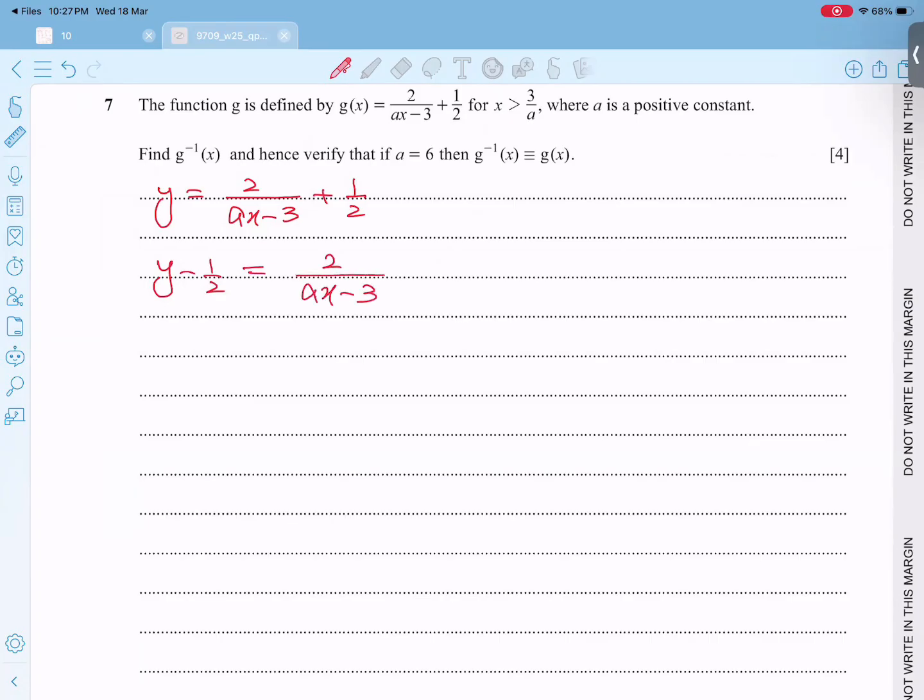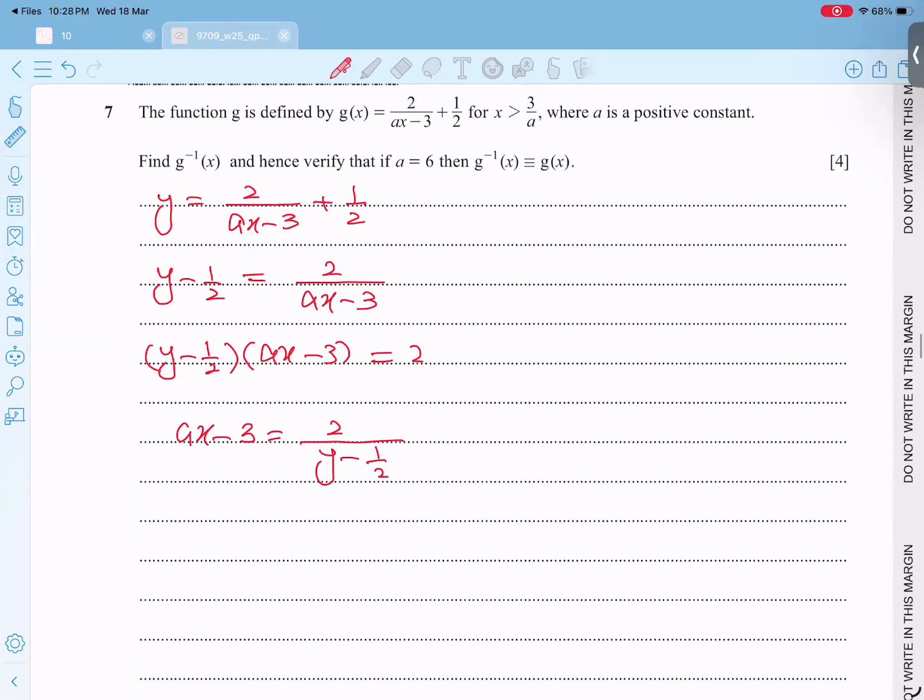Cross multiply the ax minus 3. So y minus half is already here, times (ax minus 3) equals 2. Now this will go totally down. So ax minus 3 is equal to 2 over (y minus 1 over 2). The reason I'm going in this direction is that later I have to try to match them, and I'm trying to give almost the same situation. So this 3 will go there, and you can see it is now plus 3.